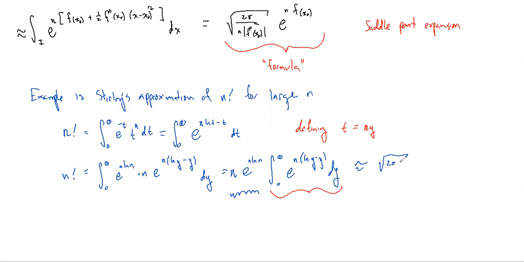So we get 2 pi, so that's the Stirling part, or the saddle point part, and then n over e to the n. And a lot of times you just see this as n factorial is proportional to root n times n to the n, or the weird logarithmic way of writing it.